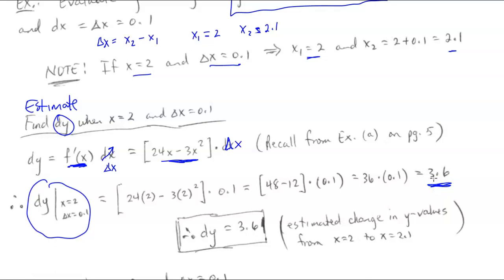And so what that tells us here is that the estimated change in y values from x equals 2 to x equals 2.1 is going to be approximately 3.6. Okay.